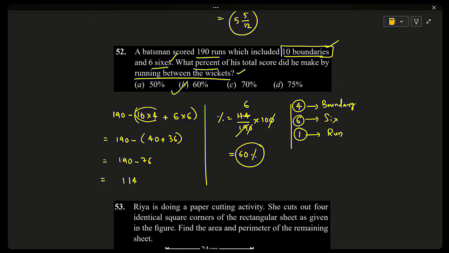10 into 4, right? Yes, sir. 6 sixes. That means amount of runs 6 into 6, right? Yes, sir. Total runs are 190. If you subtract boundaries and sixes, remaining will be the runs between the wickets only. Percentage we can find 114 by 190 into 100. Simplify to get 60%. Okay. Okay, sir.